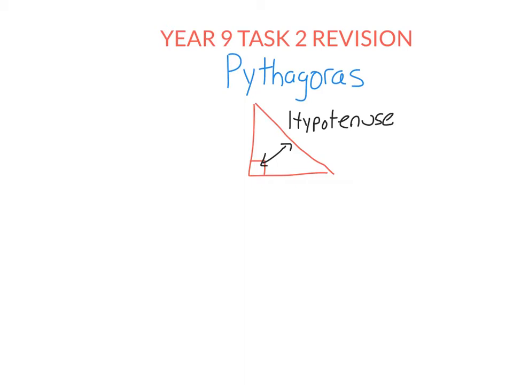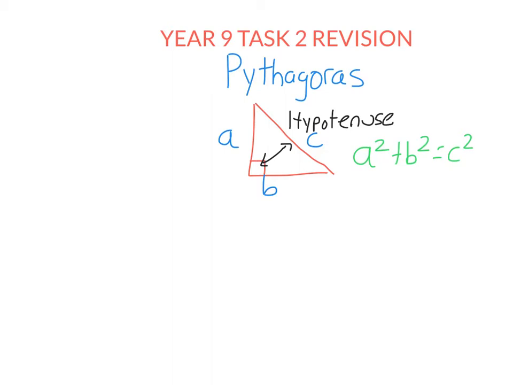So Pythagoras' theorem was, if we call the shorter sides A and B and we call the hypotenuse C, then we have the rule that A squared plus B squared equals C squared. That is Pythagoras' theorem. And what it means is that if we know the lengths of two sides of a right-angled triangle, we can use this theorem to find the third side.